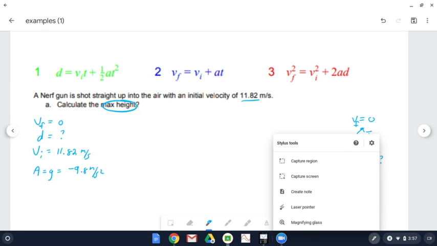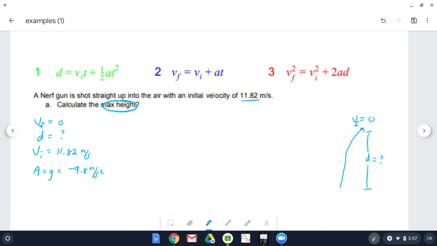Now I need to choose an equation. I can go 1, 2, or 3. Let's start with 1. We'll go to 2 if we need it, and 3 if we need it. So D, VI, A, oops, I forgot, T, no T. So this one doesn't work. Let's try this next one.